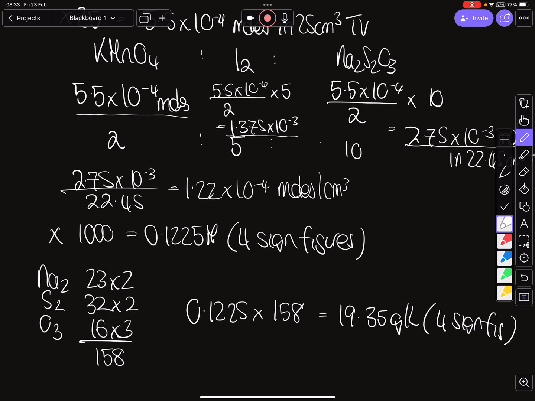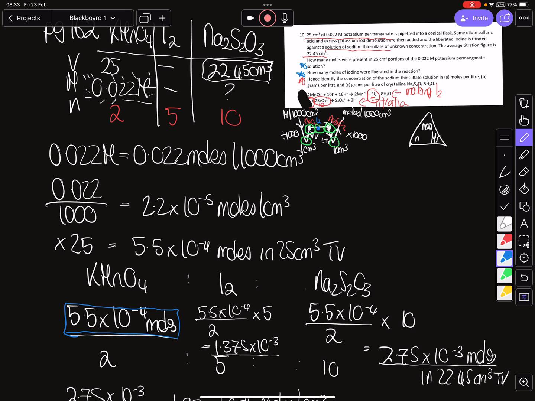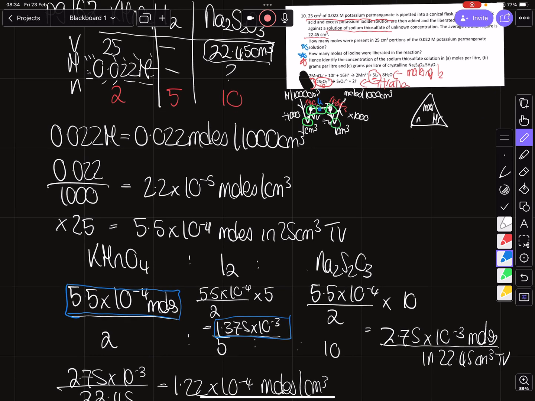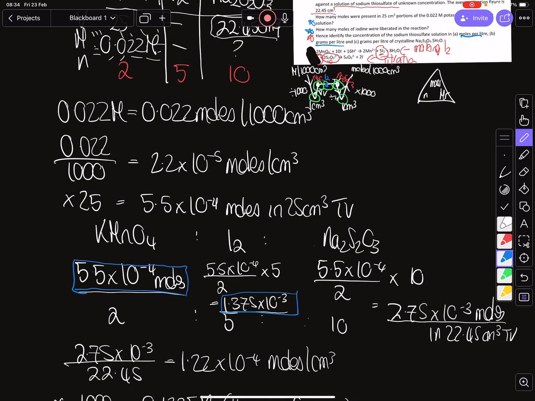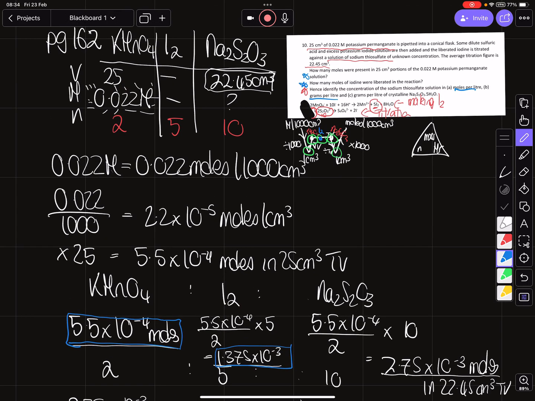So we talk about annotating. If you go back up, we have a look up here to read what we have to do. How many moles were present in 25 centimetres cubed of your 0.022 molar solution? So that is this answer here. You don't have to box anything or annotate anything, as long as your examiner can follow it down. The next question here, how many moles of iodine were liberated in the reaction? Well, that's this answer here. Hence, identify the concentration of sodium thiosulfate in moles per litre and in grams per litre. So this is our moles per litre, and this is our grams per litre. And now we just check, have we done everything else? And it wants also grams per litre of crystalline sodium thiosulfate with 5 waters of crystallization attached.